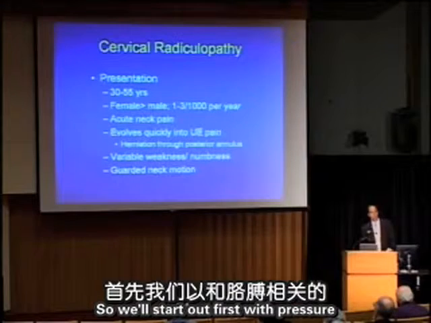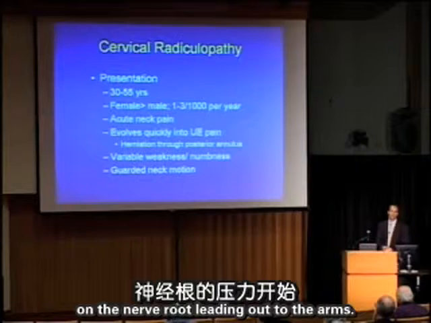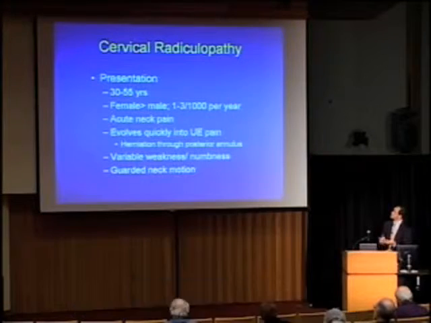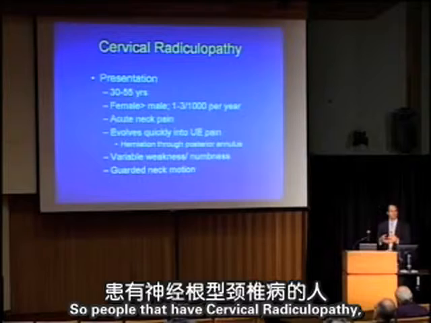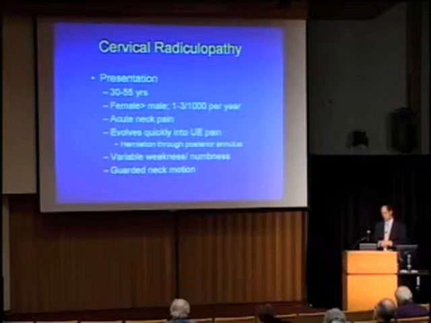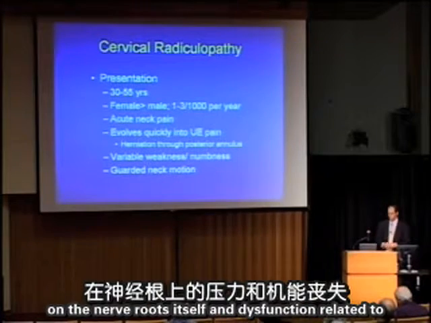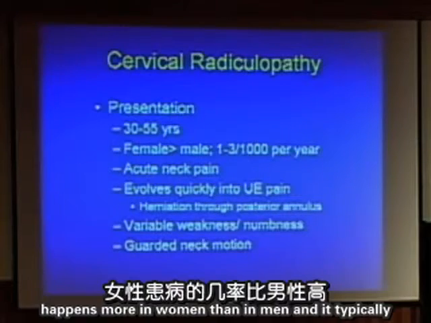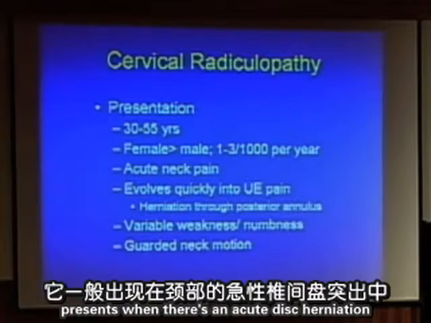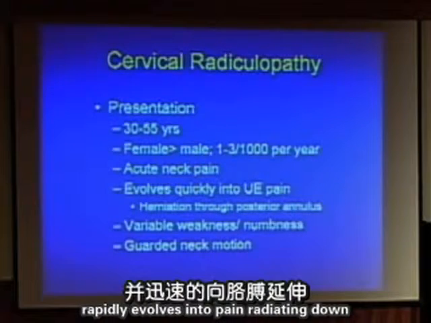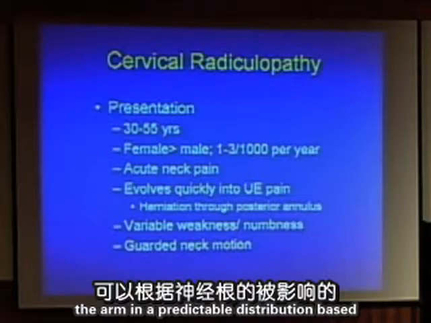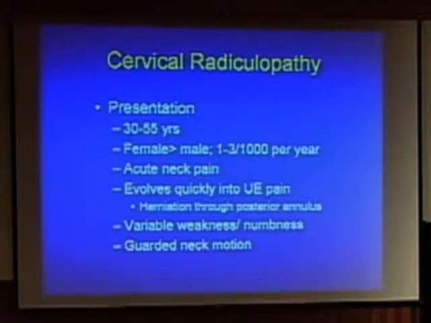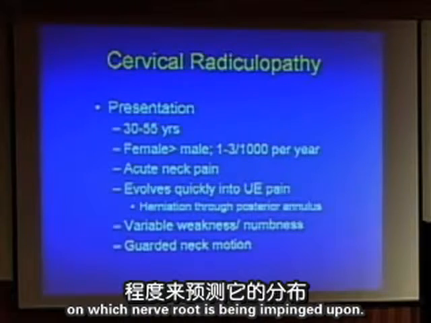So we'll start out first with pressure on the nerve root leading out to the arms. People that have cervical radiculopathy, meaning pressure on the nerve root itself and dysfunction related to that, tend to be younger, between the ages of 30 and 55. It happens more in women than in men, and it typically presents when there's an acute disc herniation in the neck with pain in the neck that rapidly evolves into pain radiating down the arm in a predictable distribution based on which nerve root is being impinged upon.